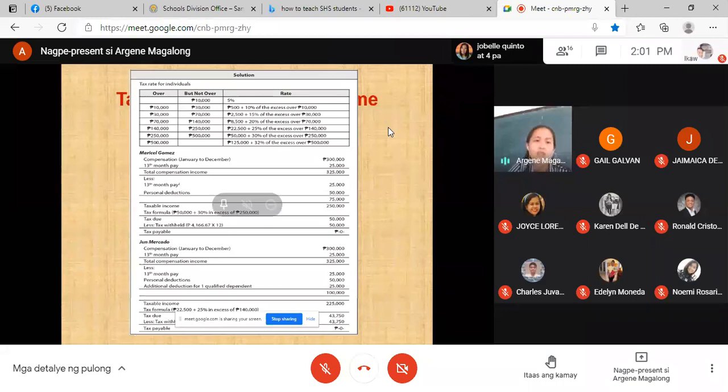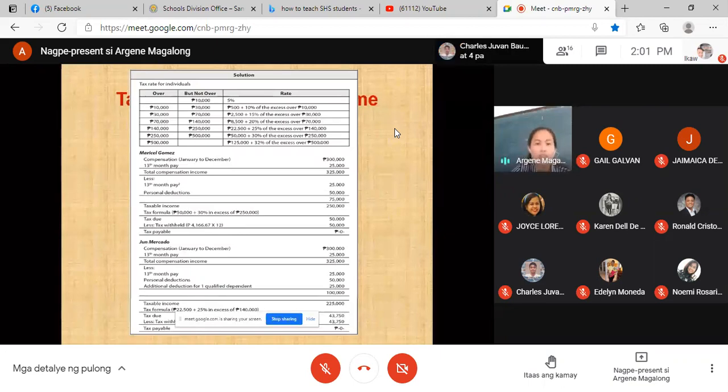Iniless natin yung 13th month pay niya. Why? Kasi sabi, yung withholding income tax is deducted from the employee's salary kapag dun sa mga bonuses nila ay umabot lang ng 82,000. So, for revenue regulation, 13th month pay and other benefits are not taxable only up to a maximum of 82,000. So, tatanggalin muna natin si 13th month pay niya dahil hindi taxable.